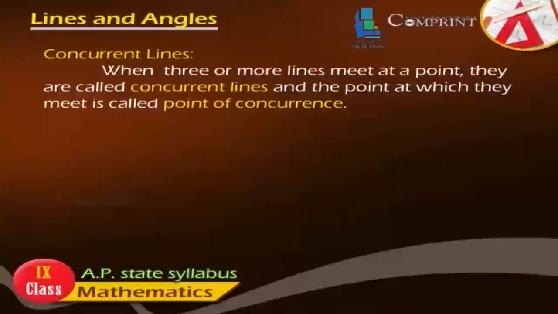Concurrent lines. When three or more lines meet at a point, they are called concurrent lines, and the point at which they meet is called the point of concurrence.